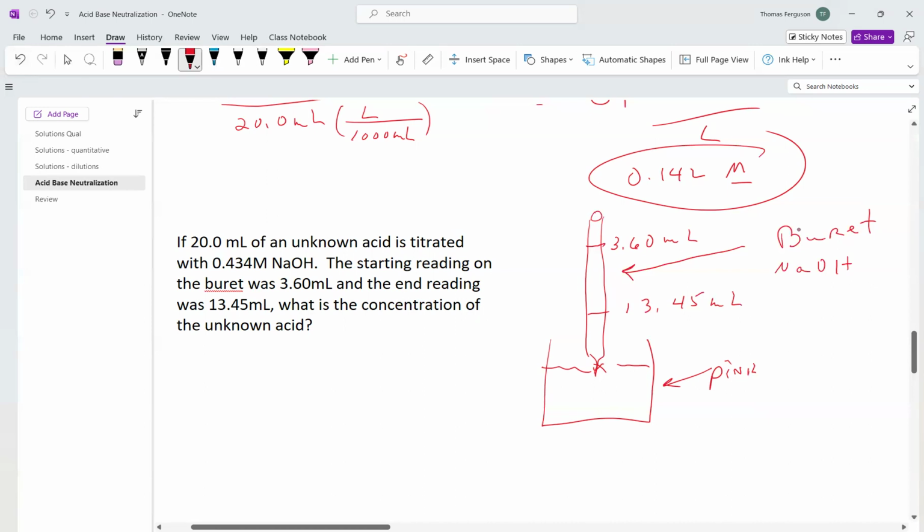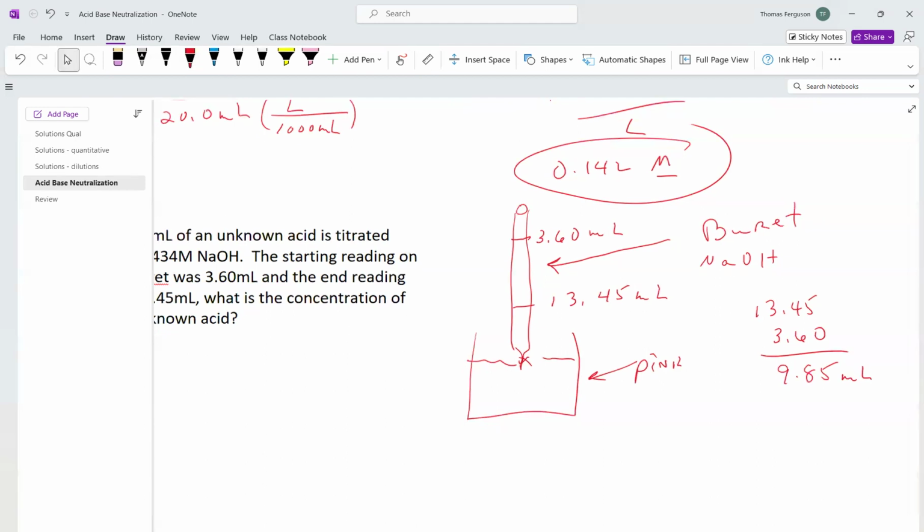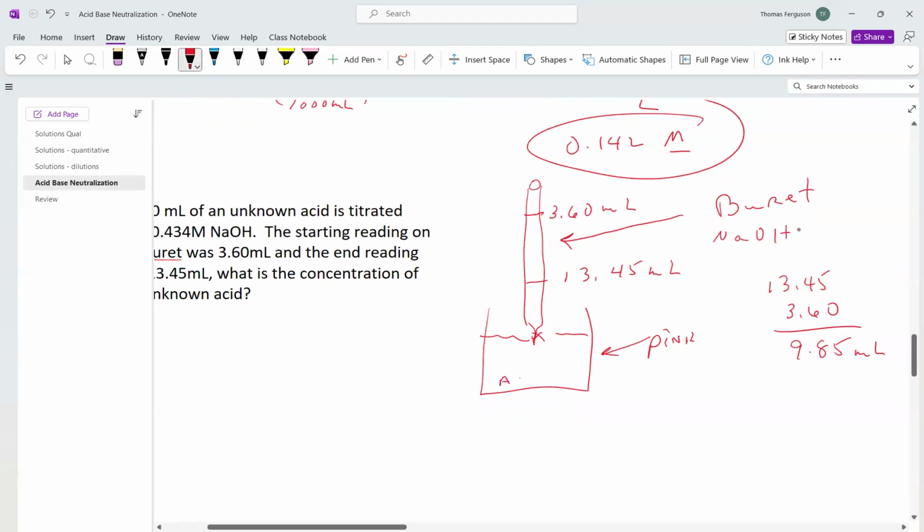So how much sodium hydroxide did we deliver? We delivered 1345 minus 360. So we delivered 985 milliliters of sodium hydroxide into the acid. Now this acid is down here, and we have the indicator.